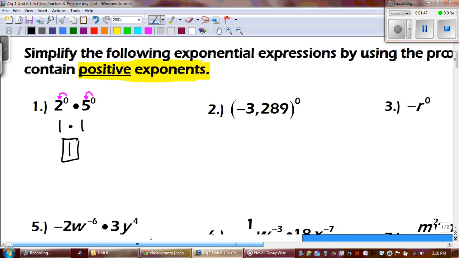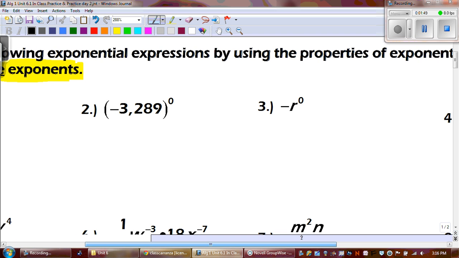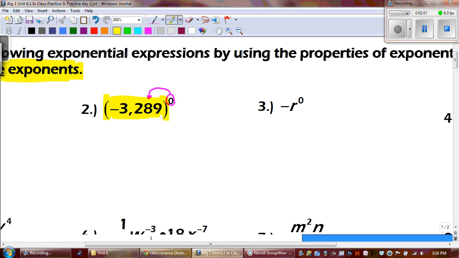All right, number 2. My exponent is 0, so my base, and remember my base is whatever is in front of the exponent. This whole thing is in front. So that whole thing is now 1.